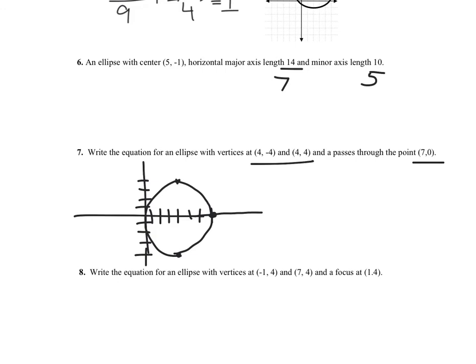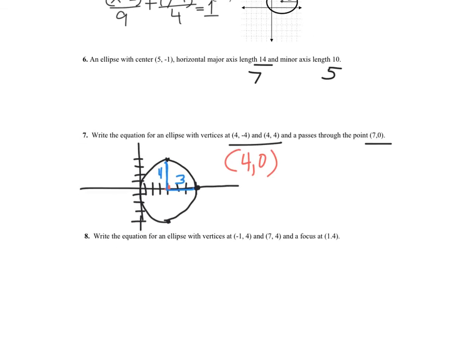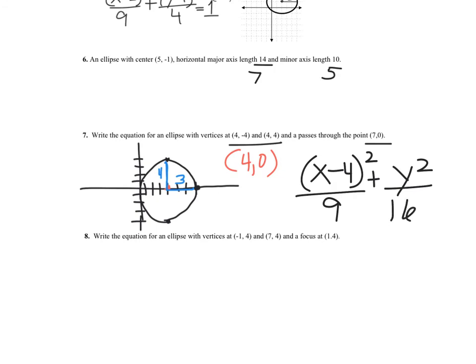So the center is going to be right here at (4, 0). And then you can count the distances up and down. So the distance here is 4, and the distance out to here is 3. Now, let's go ahead and just write the equation. I'll tell you how this one could be a harder problem, okay? So this would be (x - 4)² over 9 plus y² over 16 equals 1.